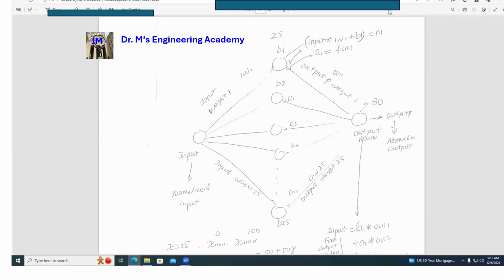Also, this output is also a neuron, and its bias value is named BO, the bias for the output value. Questions so far?